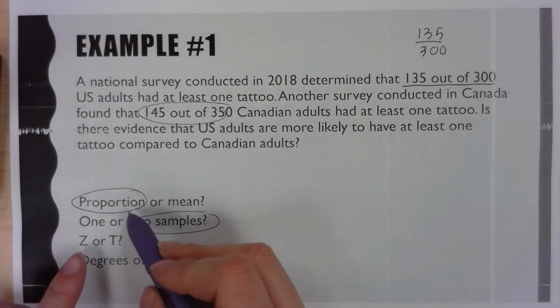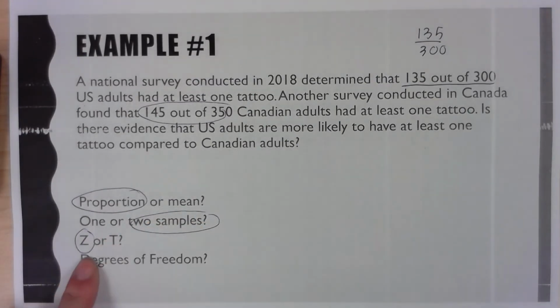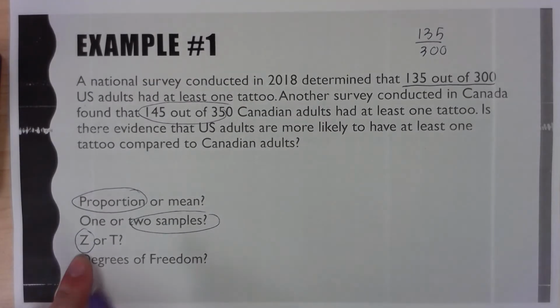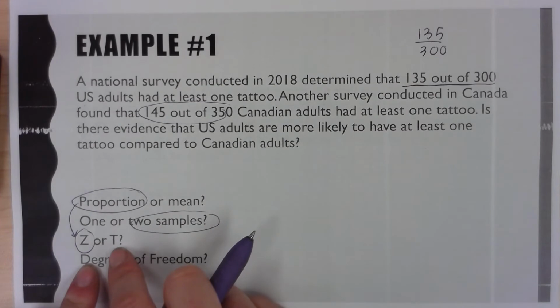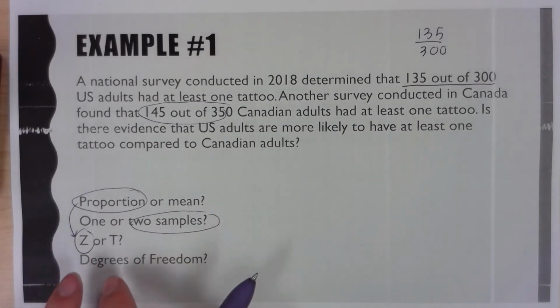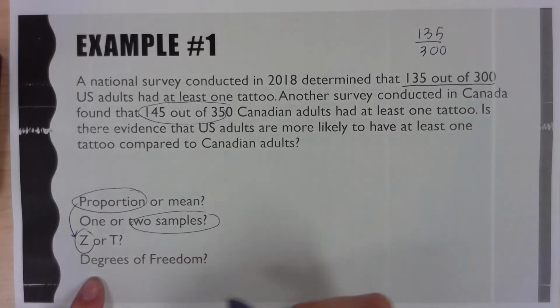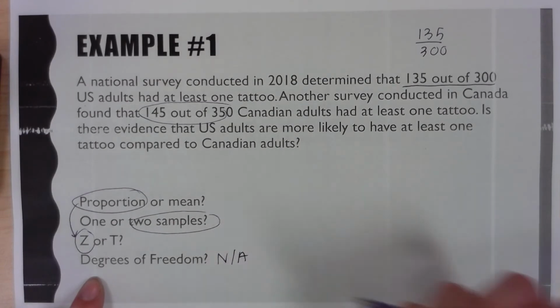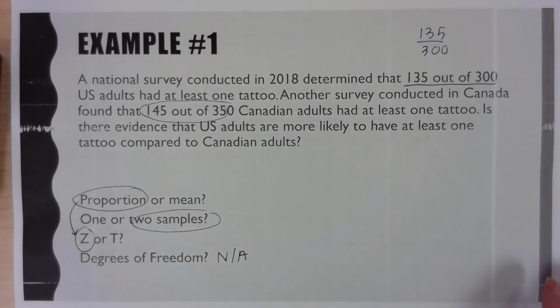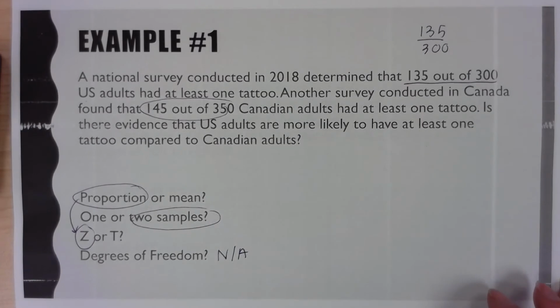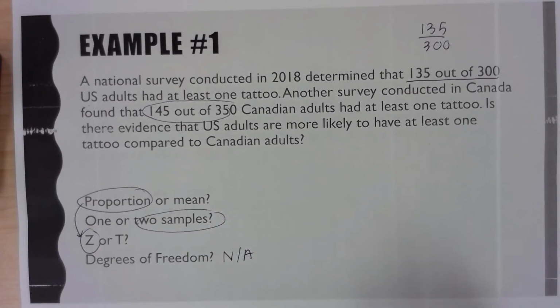Because I was dealing with proportions, I know that I should be using a z-score. Z-scores in normal models always correspond to proportions. For means, we will use t's. Degrees of freedom is only for a t-distribution, so this is not applicable. I don't need degrees of freedom when it comes to the normal model, and I'm using a z-score.